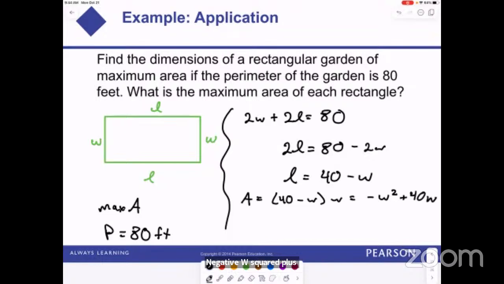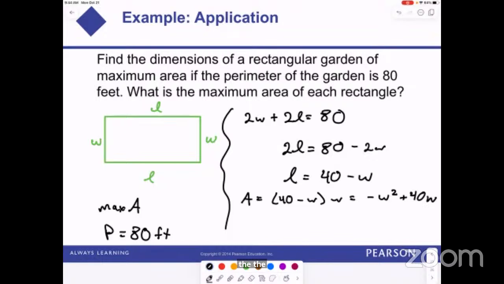Okay. So then notice that this is a parabola, right? We can express the area in terms of W. The highest power is a 2, so that means it's quadratic. The leading coefficient is negative, so it should open downward. The max should occur at the vertex of the parabola, right?